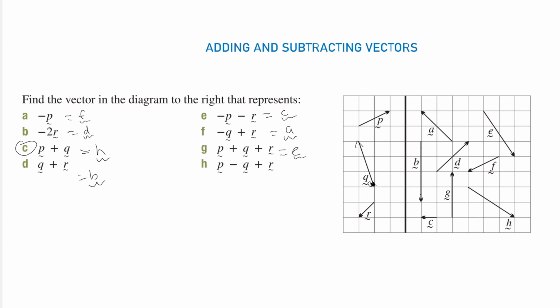We can move Q up 1 unit, so it's tail to head. Tail to head, and then tail to head, and then we can move the R vector all the way up here so that it is going like that, and hence I'll draw that a bit better.